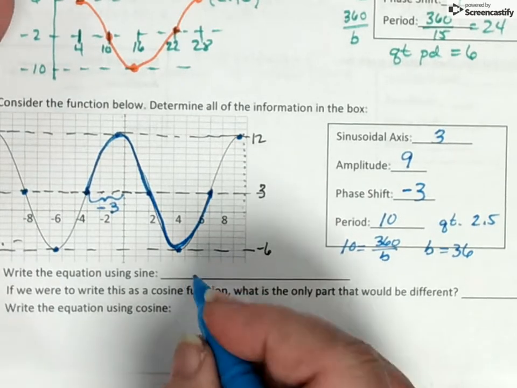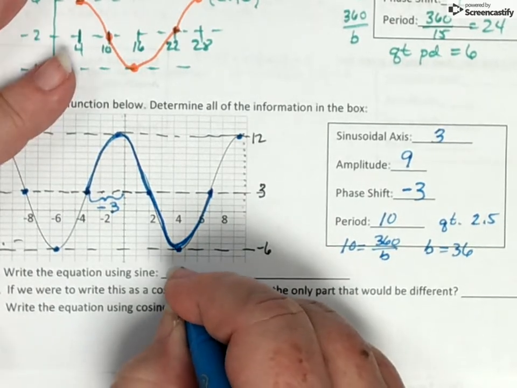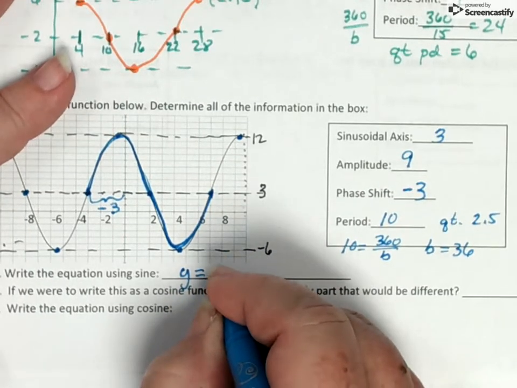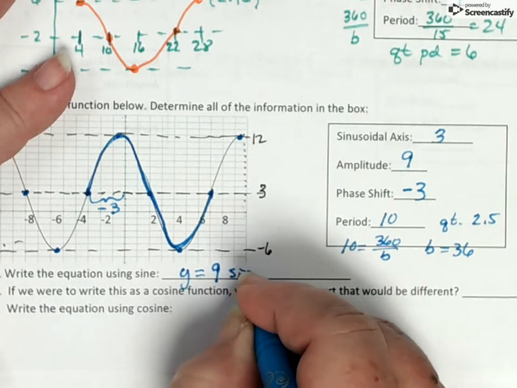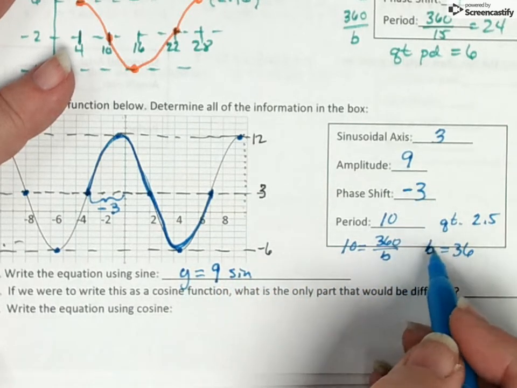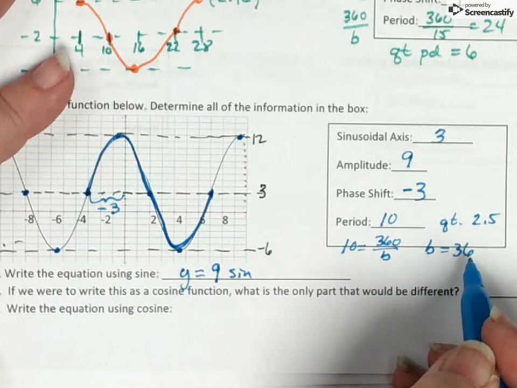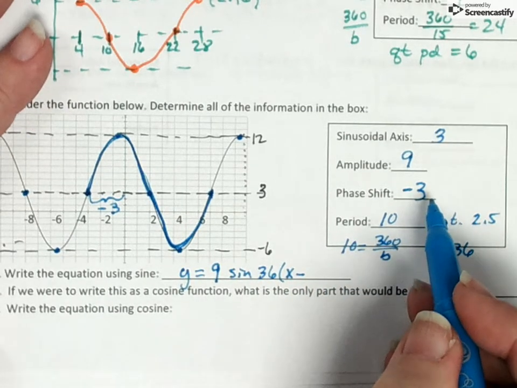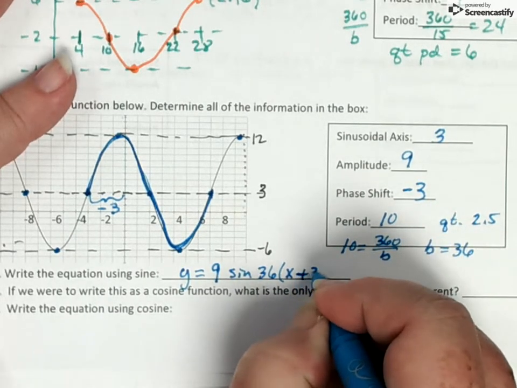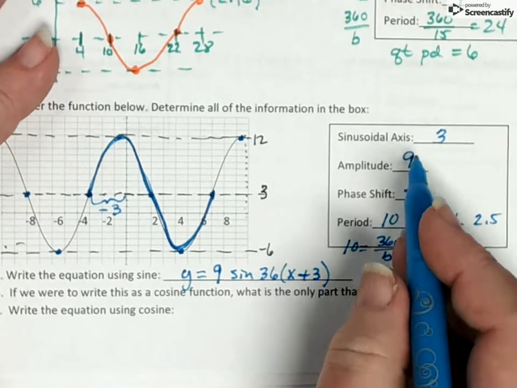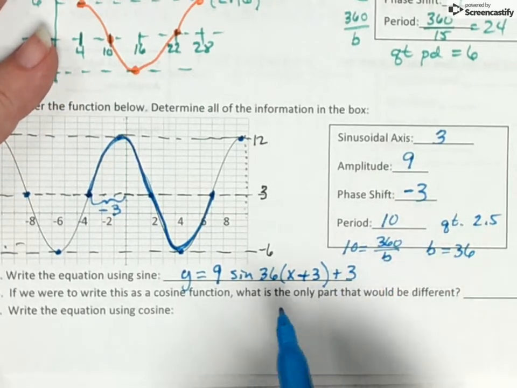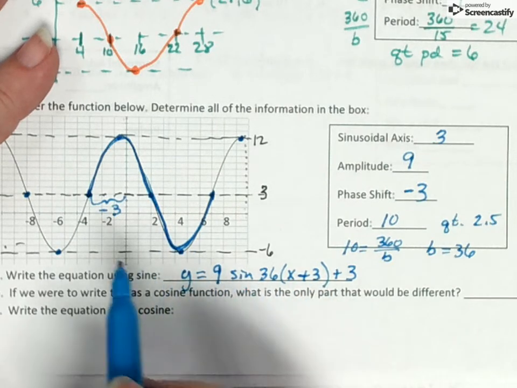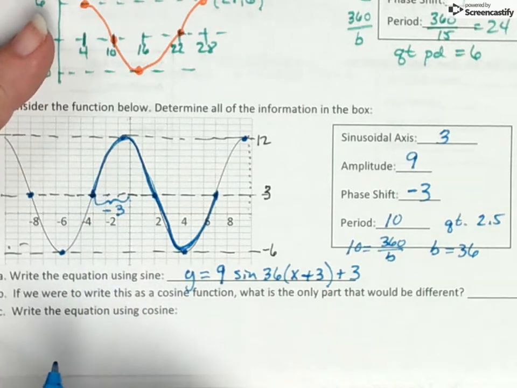Now using this, if we write the sine equation, I would write y equals, remember last time we did a, which is the amplitude, 9, times sine of b, which is not the period, but the period constant, 36, times x minus c. Well, c is -3, so it's minus -3, so it's +3. And then finally, plus the sinusoidal axis. There is the equation of this graph written as a sine function with this as our phase shift.